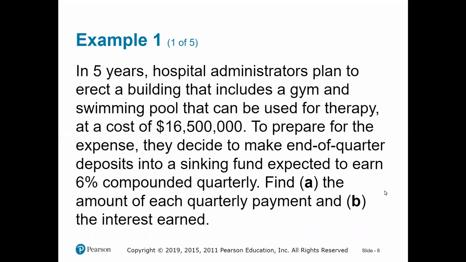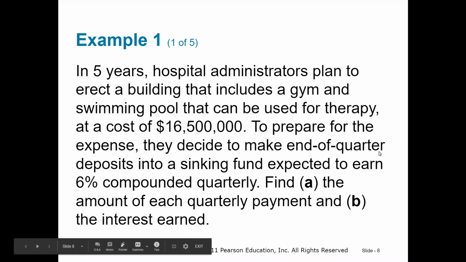So example 1 says, in 5 years, hospital administrators plan to erect a building that includes a gym and a swimming pool that can be used for therapy at a cost of $16,500,000. To prepare for the expense, they decide to make end-of-quarter deposits into a sinking fund expected to earn 6% compounded quarterly. Find A, the amount of each quarterly payment, and B, the interest earned.